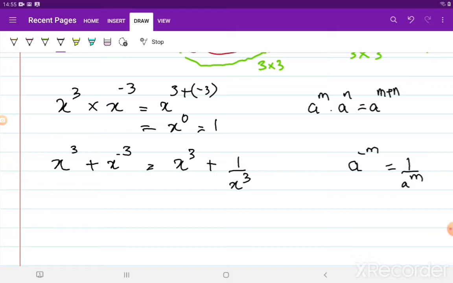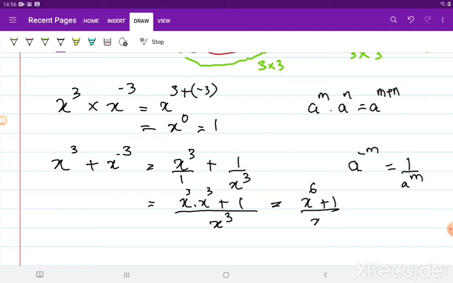You might have seen this rule in reverse, but anyways, if I do this, take the LCM, which is x to the power 3, so that is x cube by 1 plus 1 by x cube, so your denominator is x cube. Here you have x to the power 3 into x to the power 3 plus 1, which is x to the power 6 plus 1, divided by x to the power 3. I think that was the option that was given to the people.